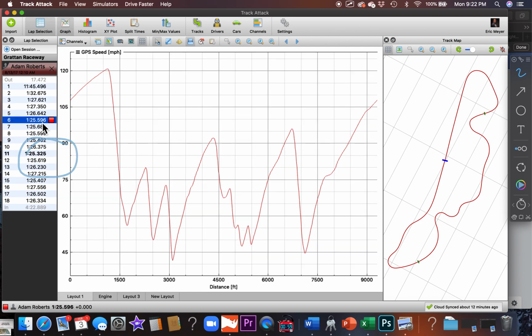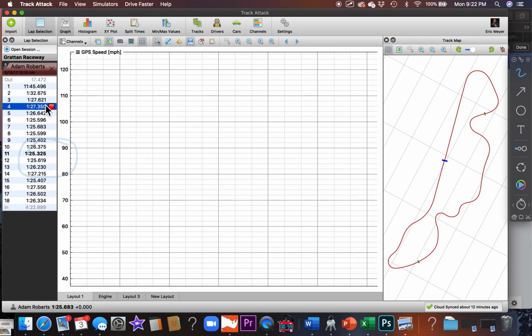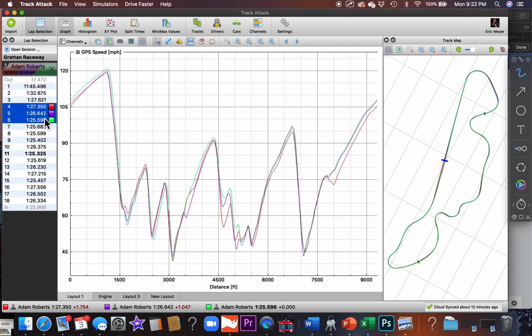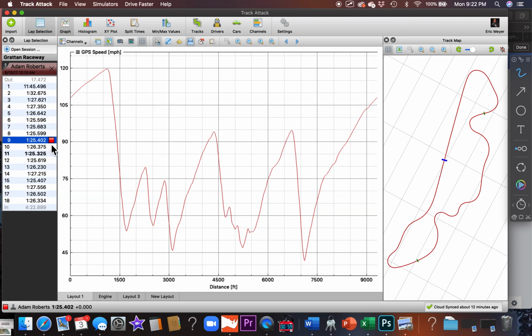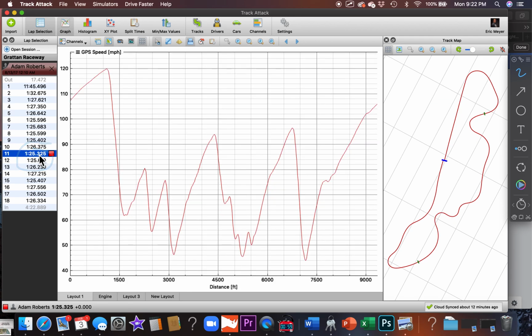We can pick another one and another one, right? Or you can pick multiple laps, but we're not going to get into that. We're just going to pick one. In this case, I'm picking this one right here that is bold. That is the best lap, and Track Attack makes that bold.